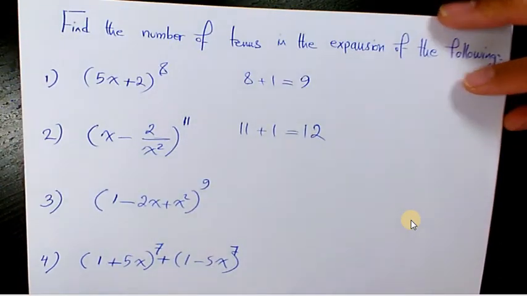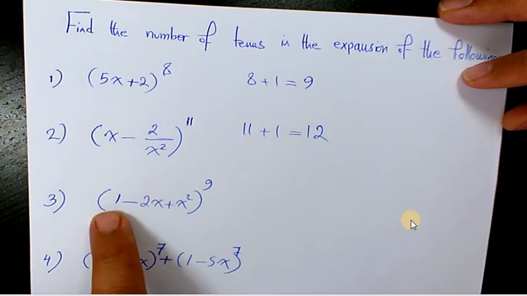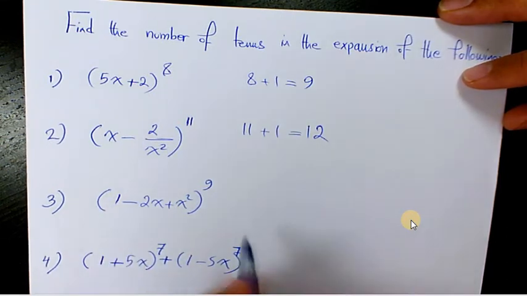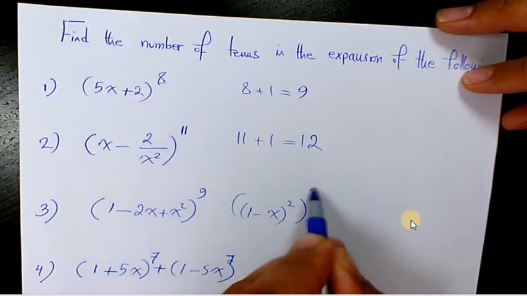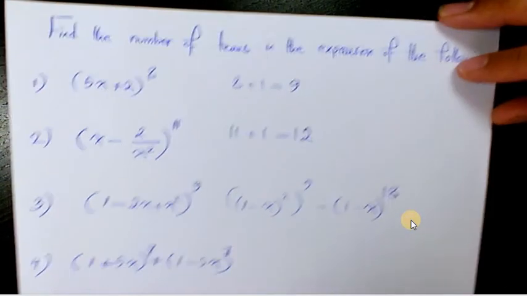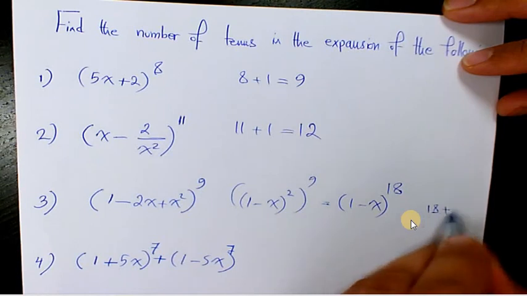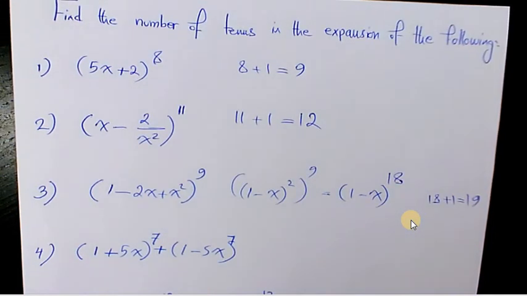Next one is (1 - 2x + x^2)^9. So you might say we have 10 terms because 9 plus 1 is 10. But here, we don't have binomial. We need to make it binomial. So we have quadratic function. We need to convert it to binomial. That's going to be ((1 - x)^2)^9. So that's going to be (1 - x)^18. So how many terms we have? 18 plus 1 is going to be 19. So 19 terms. That's how we find it.